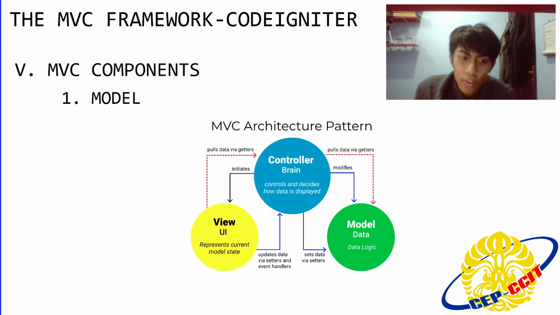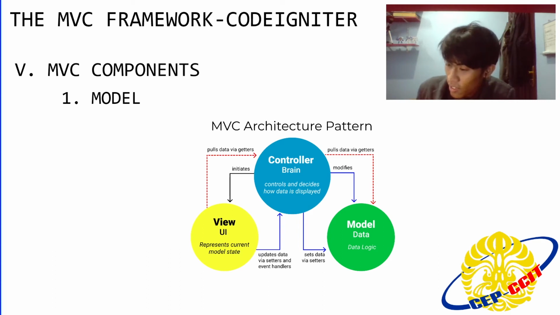First one is the model. The model represents the data and the logic of the application. So every time there is something like a property or data, the model is the architecture for that.